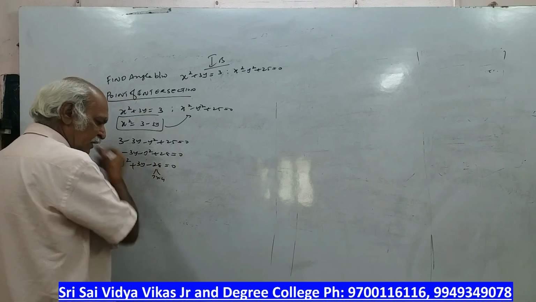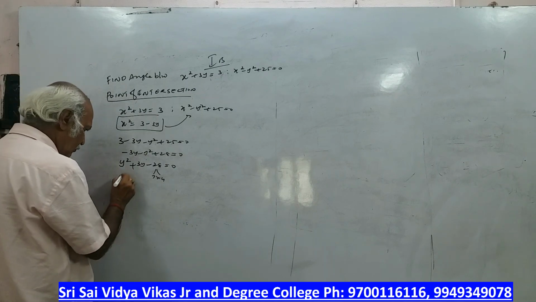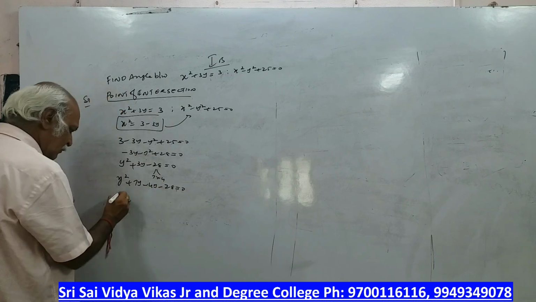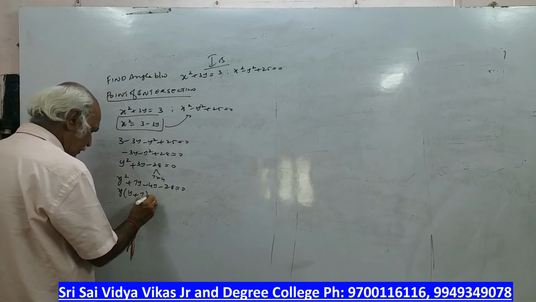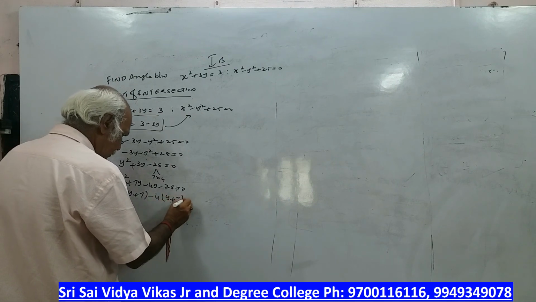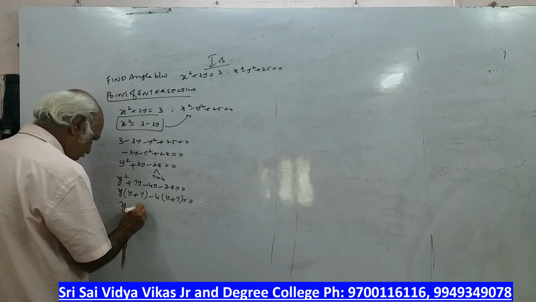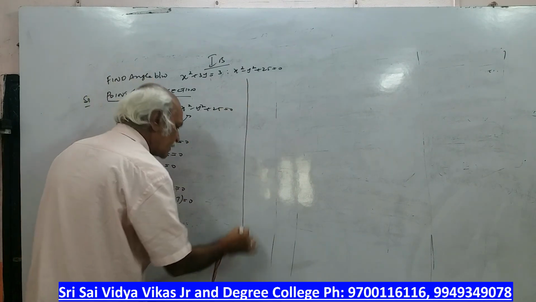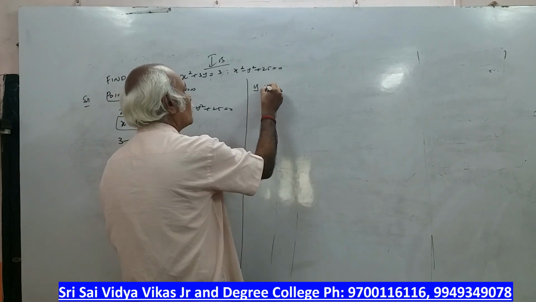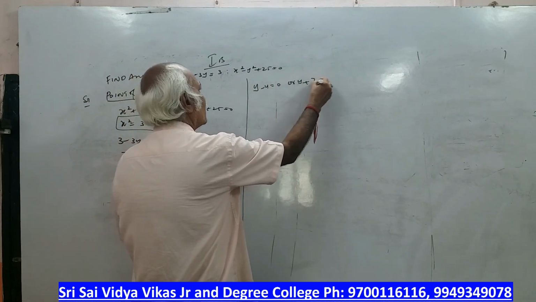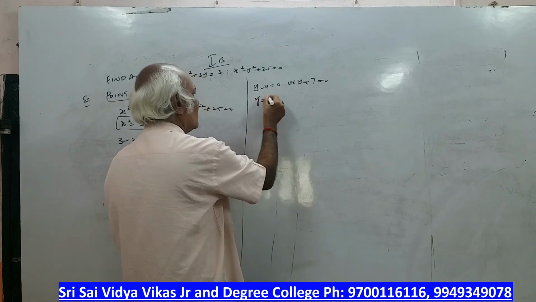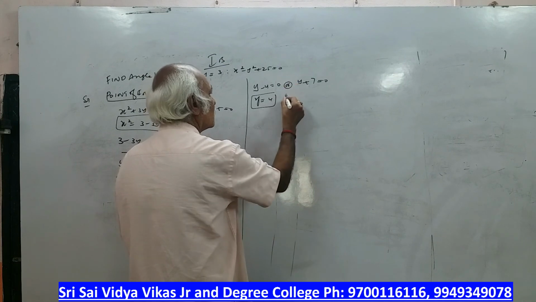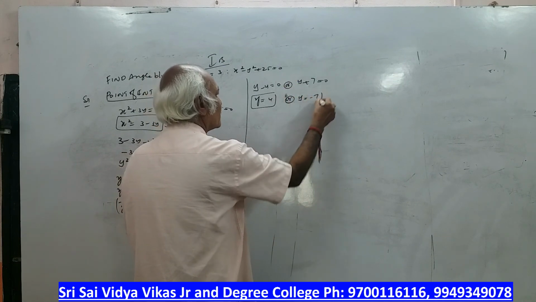7 into 4 is 28, 7 minus 4 is 3. So y square plus 7y minus 4y minus 28 is equal to 0. y common, y plus 7 minus 4 common, y plus 7 is equal to 0. y minus 4 into y plus 7 is equal to 0. So y minus 4 is equal to 0 or y plus 7 is equal to 0. y is equal to 4 or y is equal to minus 7.